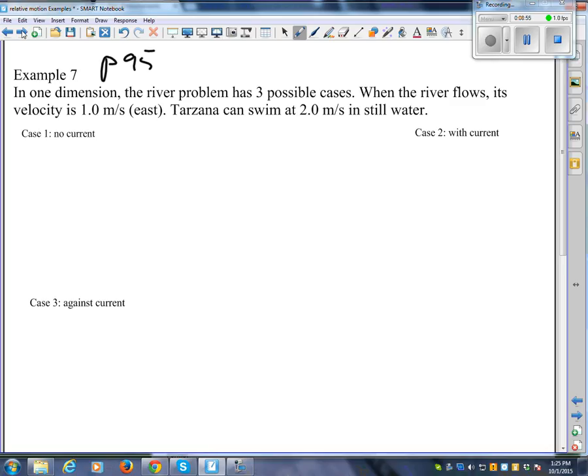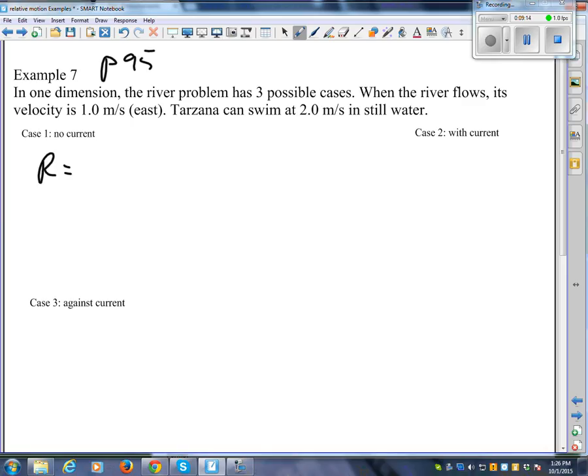Page 97. In one dimension, the river problem has 3 possible cases shown in figure 326. When the river flows, its velocity is 1 meter per second east. Tarzana can swim at 2 meters per second in still water. So case 1, she's swimming with no current, right? So what's the resultant here?